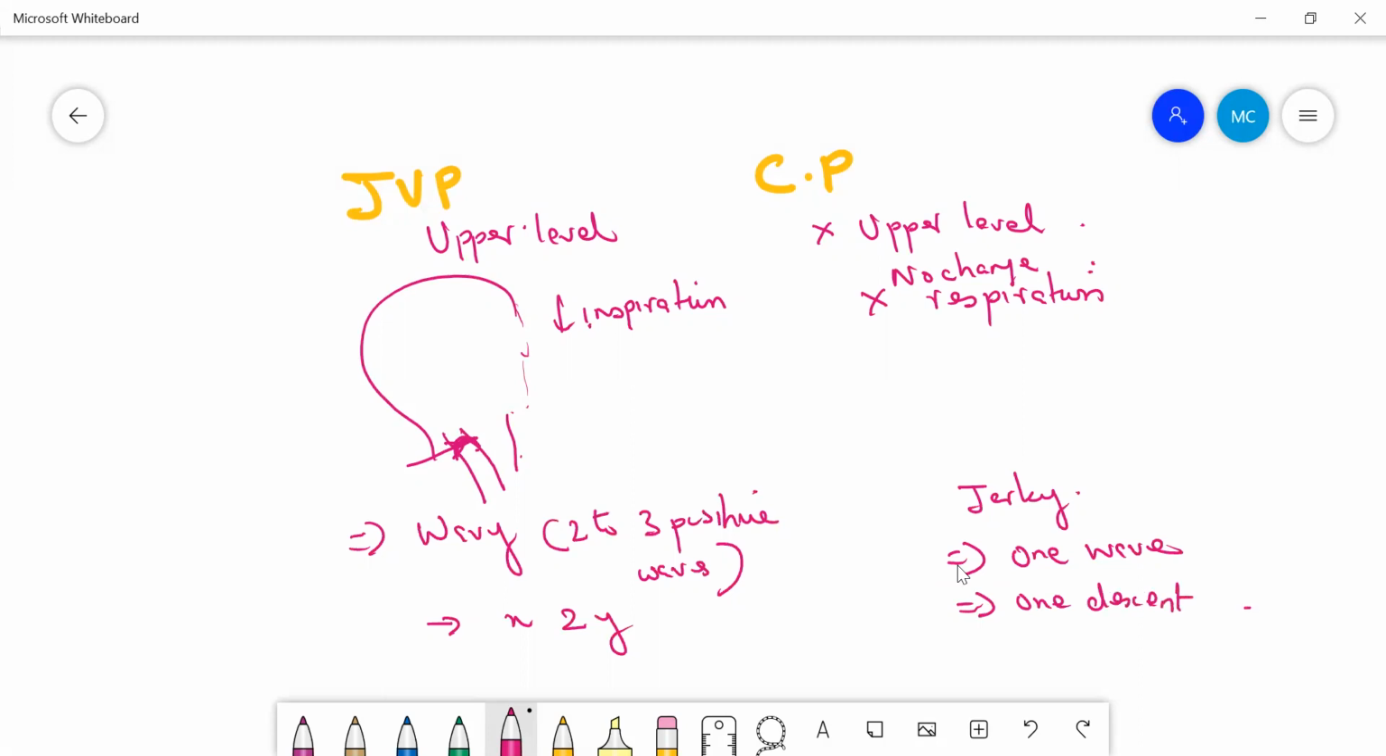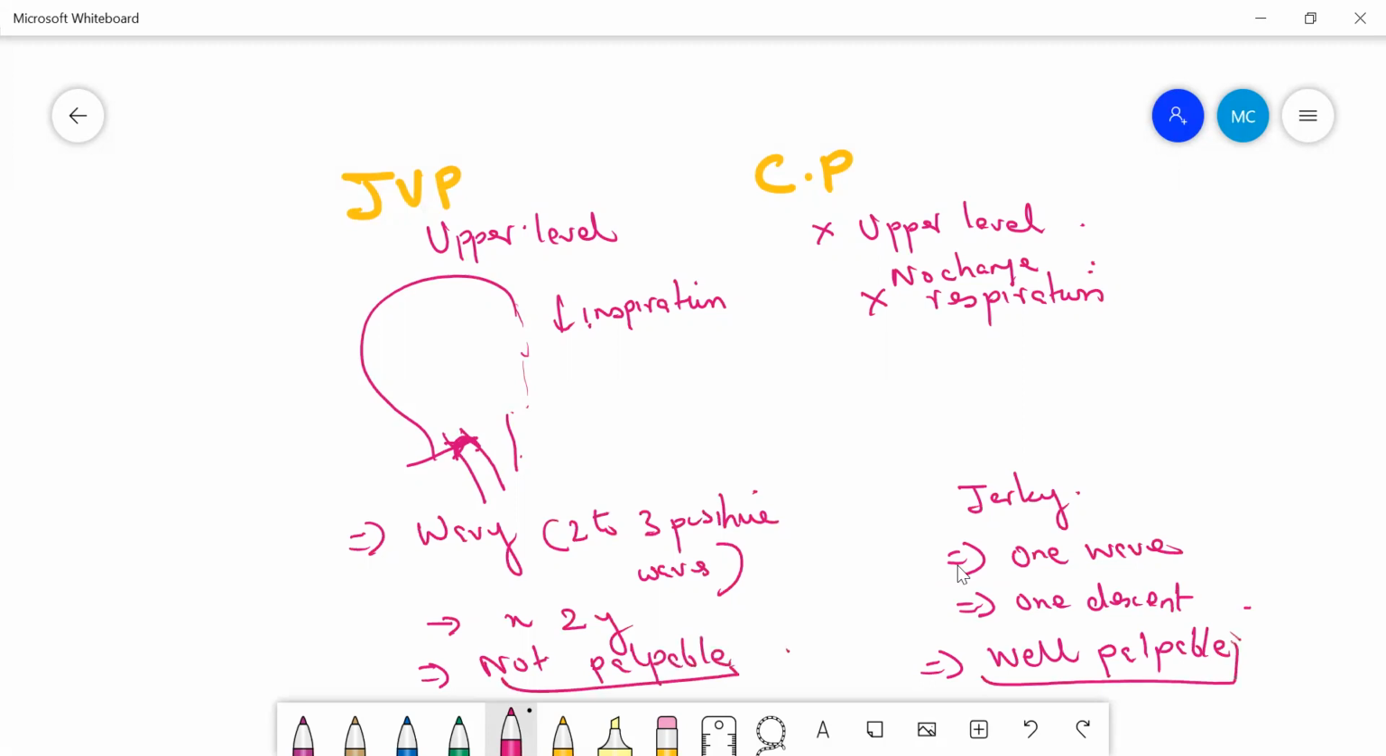Okay, so when you palpate it, remember, the carotid pulse is well palpable. You can palpate it as a pulsation. But the jugular venous pulse is not palpable. This is a very important point. The carotid pulse you can very well palpate, but the JVP is not palpable. You can just feel it as a fluttering sensation.